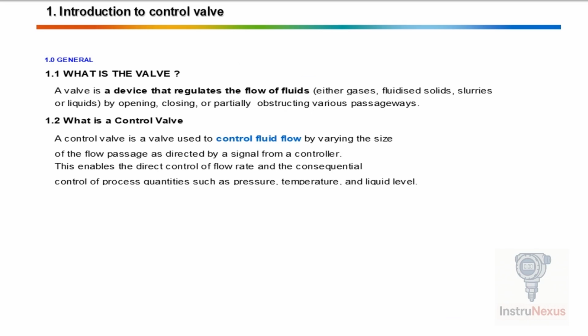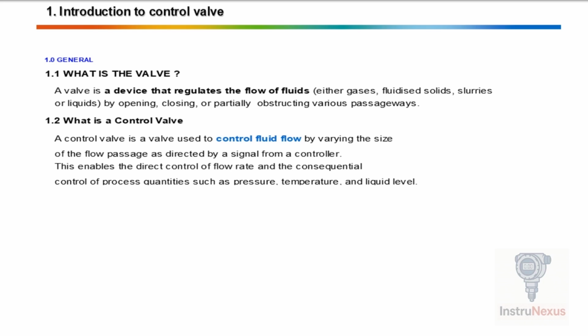What is a valve? A valve is a device that regulates the flow of fluids, either gases, fluidized solids, slurries or liquids, by opening, closing, or partially obstructing various passageways. What is a control valve? A control valve is a valve used to control fluid flow by varying the size of the flow passage as directed by a signal from a controller.